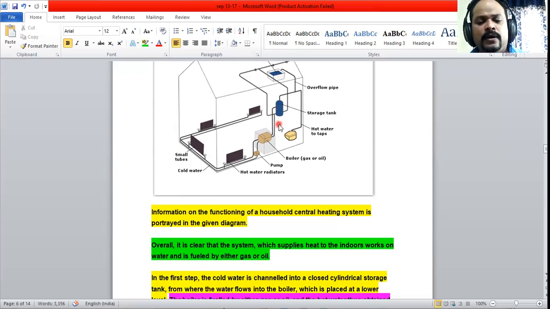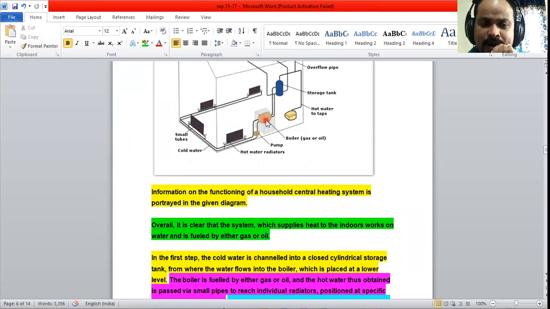Now, from where the water flows into the boiler, which is placed at a lower level. The boiler is placed at a lower level. You can see the boiler enclosed there in a small tank. So the boiler, you can say, is inside a rectangular shaped tank.